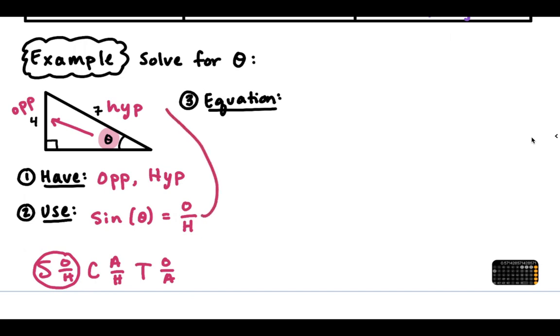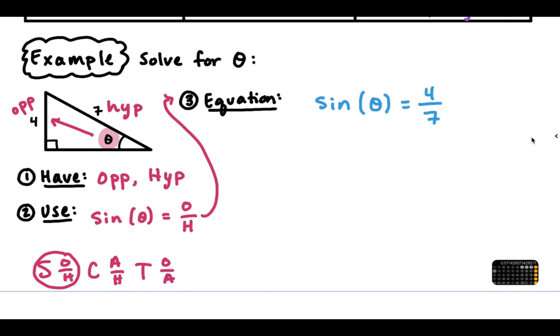Okay, so let's come up here to step 3 where we actually write the equation. We're using sine, so I'm going to put sine here. We don't know the angle. The angle is our unknown, so theta stays theta. It's a variable. Sine of theta equals, and then for this triangle, opposite is 4 over the hypotenuse, which is 7. So sine theta is 4 over 7.